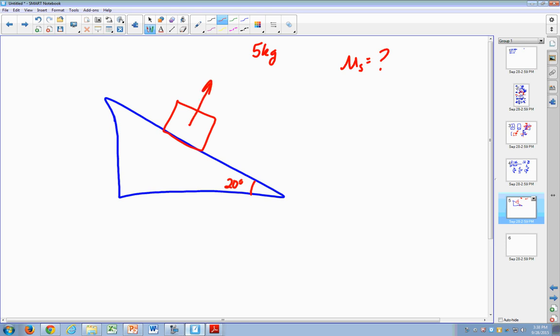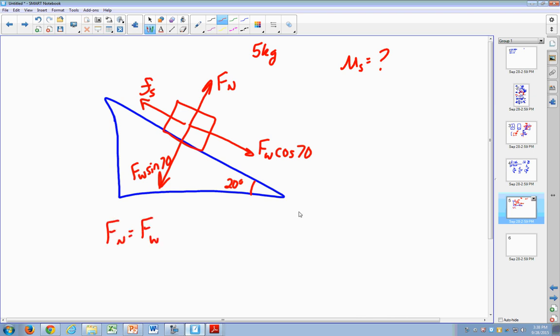So I have my normal force here. I'm going to go ahead and draw my x and y components of the weight. So this is Fw cosine of 70. This is Fw sine of 70. And then I also have the static friction. Now I know that from this, I can say that the normal force equals Fw sine of 70. I can also say that the static frictional force is equal to Fw cosine of 70.